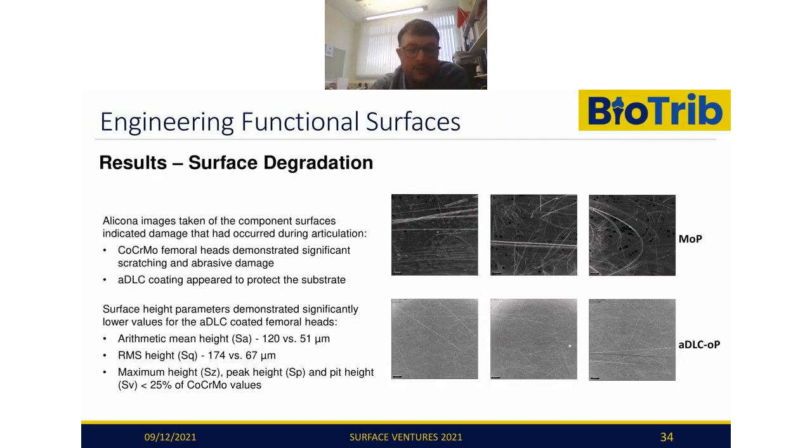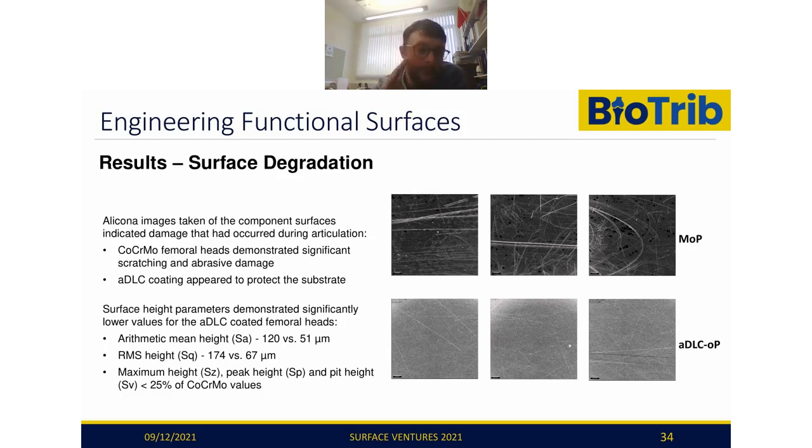And when we look at the surfaces, we can see that this is primarily because we've got a reduction in the abrasion that's taking place. With the metal on poly, we typically see signs of abrasion on those surfaces. But compared to that, the DLC has a relatively smooth, defect-free texture to that surface that we didn't see with the metal on poly.